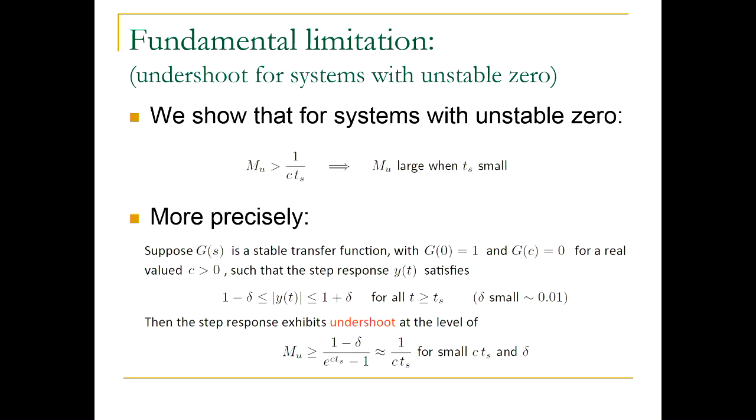So this basically tells you a fundamental constraint on the relationship between the unstable zero C, settling time Ts, and undershoot. So there are certain combinations of undershoot, settling time, and unstable zeros that are unachievable by any controller, right? Are there any questions? All right.